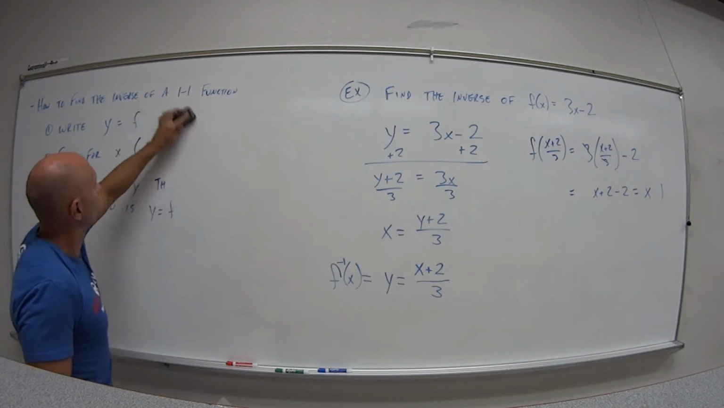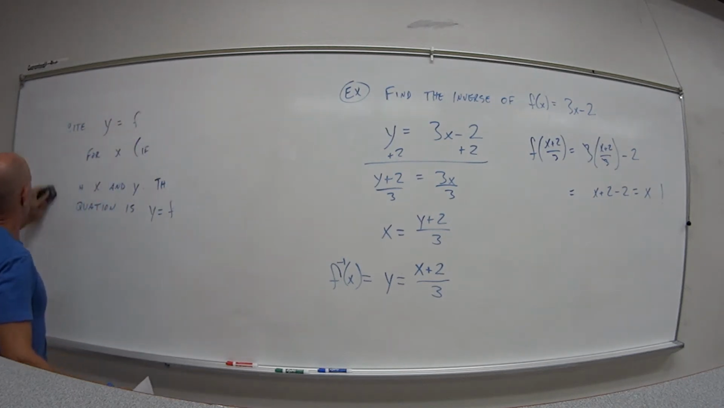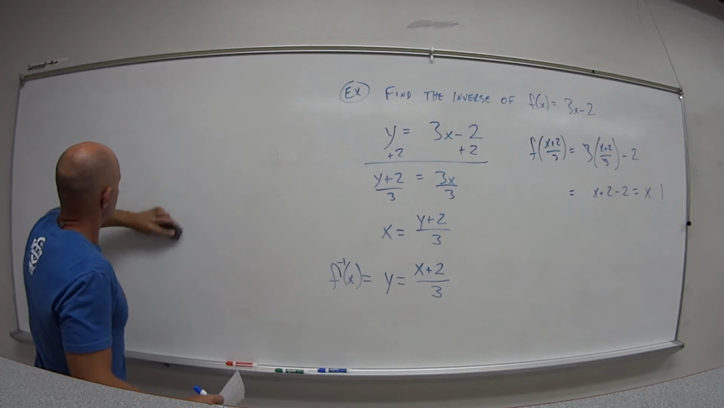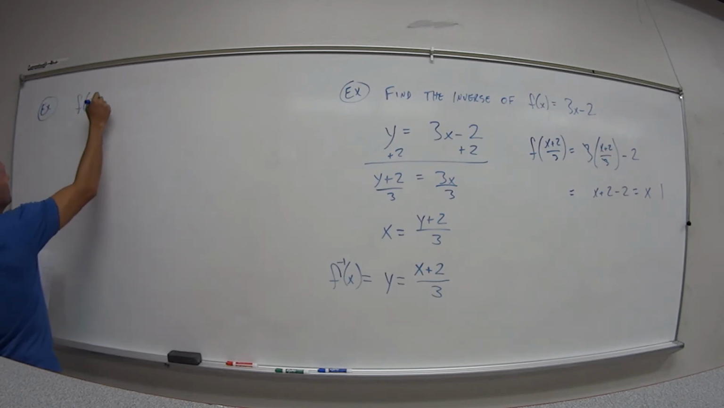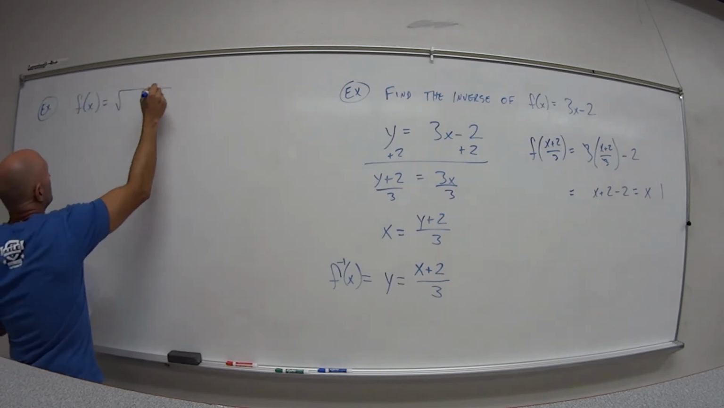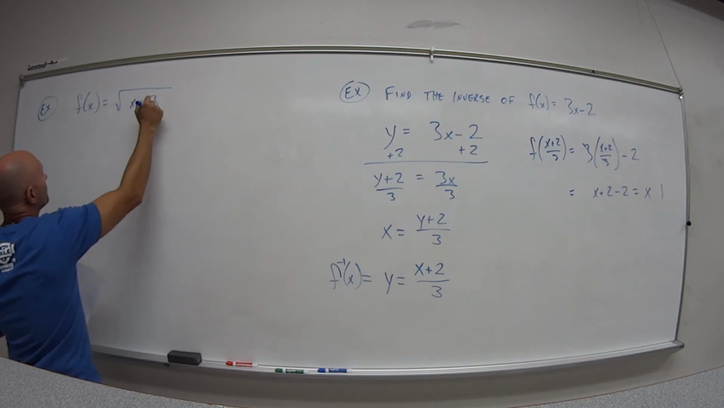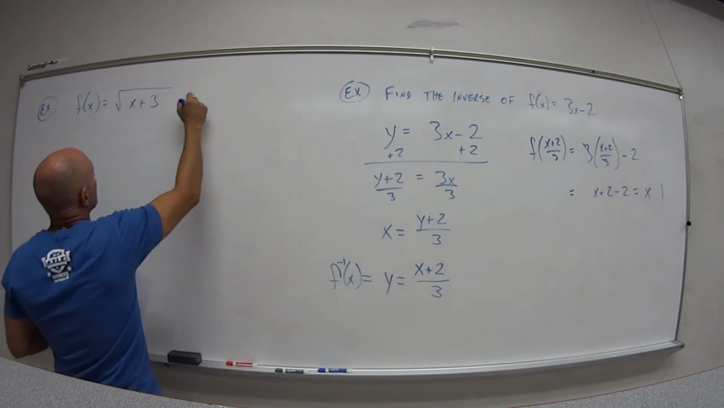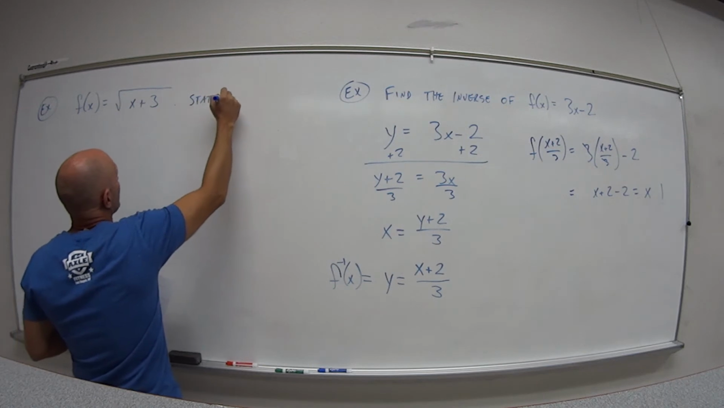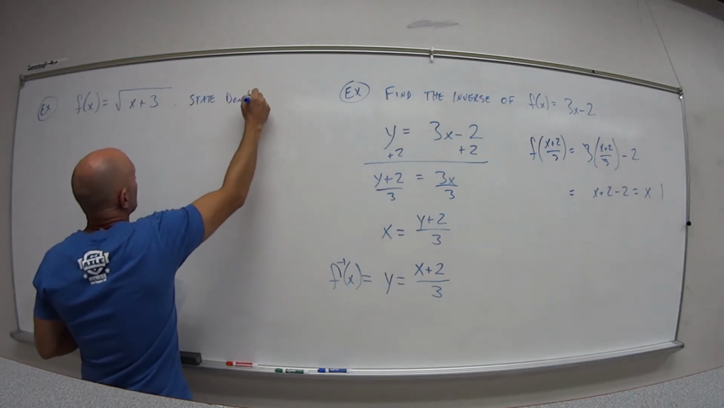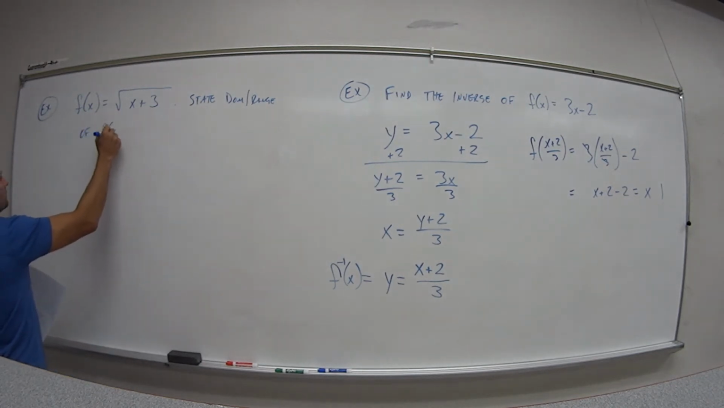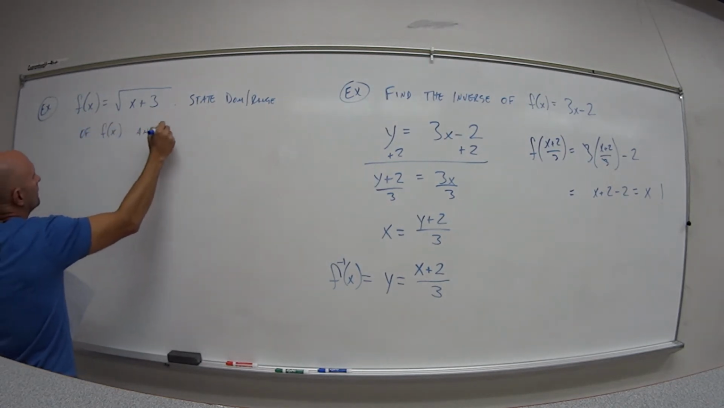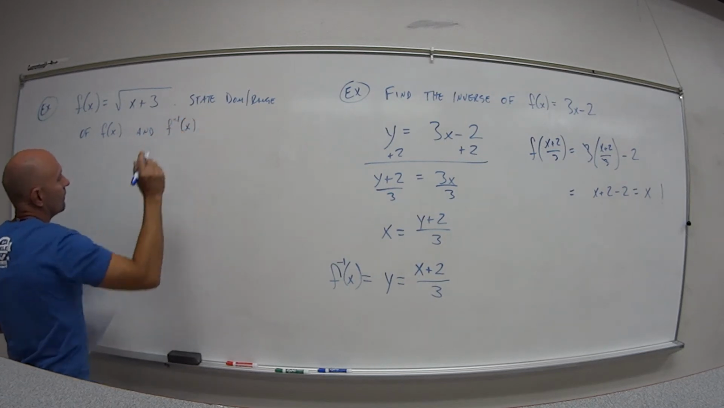So let's look at one more example here. Let's say f of x is equal to the square root of x plus 3. And I'm going to add something in here. State the domain and range of f of x and f inverse of x.